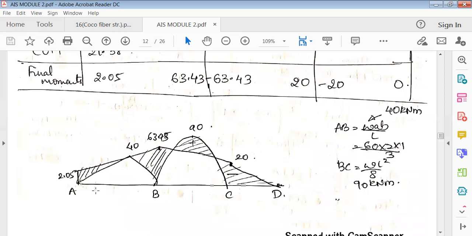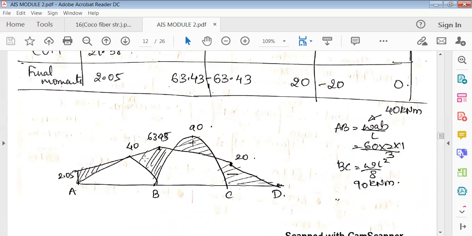And CD is an overhang. All right, so next is mark all of these. So this is A, 2.05. Whether it's plus or minus, you always have to mark it here. 2.05. Next here it is 63.43. At B it is the same. Then at C it is the same here. That is equal and opposite. And at D it is 0.